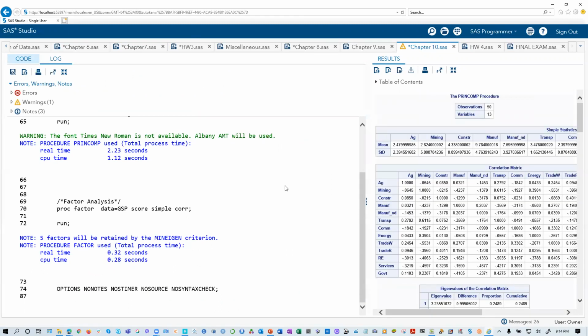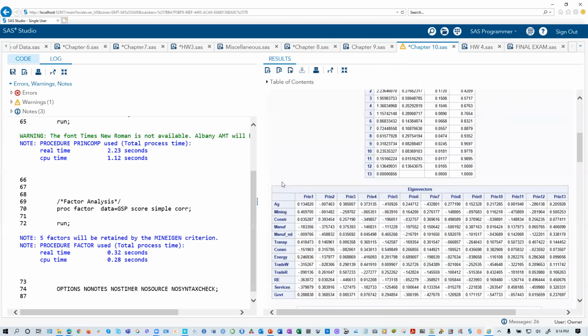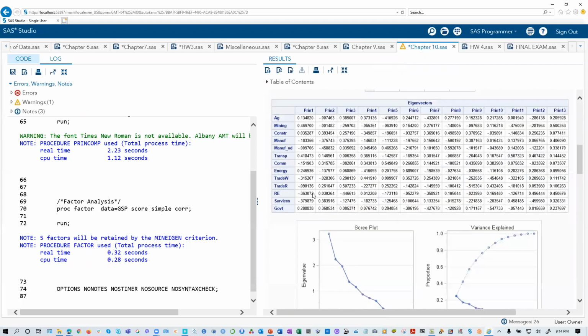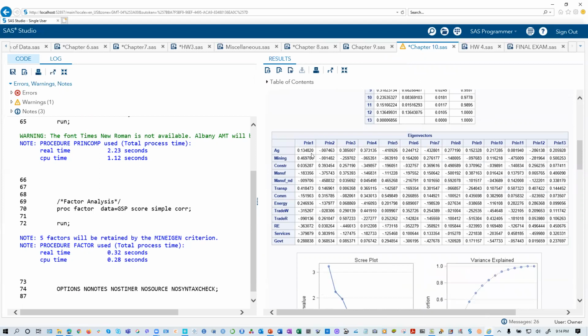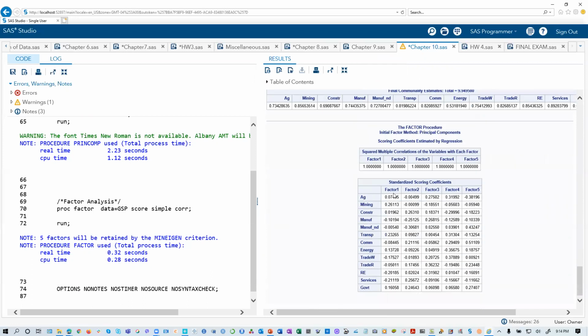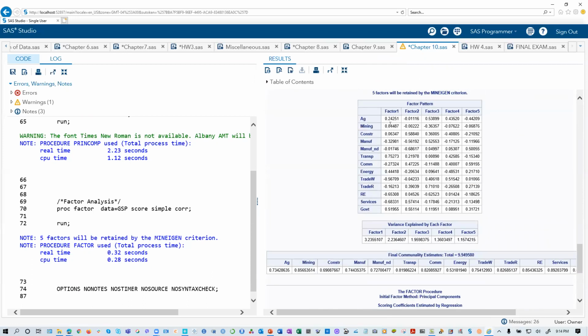First one for the principal component. I'm mainly interested in the eigenvalues, which are the same. See, these are loadings. Look at the factor loading, the same thing. Here, five factors will be retained by the minimum eigenvalue criterion. See, five of them will stay over there. That's based on that Kaiser rule. They narrowed down to five factors. So these are the loadings too.